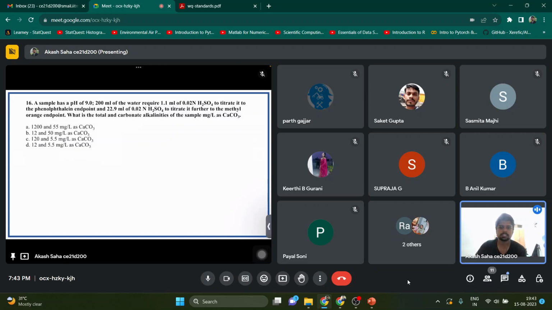So as I think someone was asking, like how do we express it in terms of CaCO3? You will see in this question, like how alkalinity will be expressed in terms of calcium carbonate. So to reach the phenolphthalein endpoint, we will need 1.1 ml of acid, and to reach the methyl orange endpoint, we need another 22.9 ml of acid. So we have to find the alkalinity. We know alkalinity is acid neutralizing capacity.